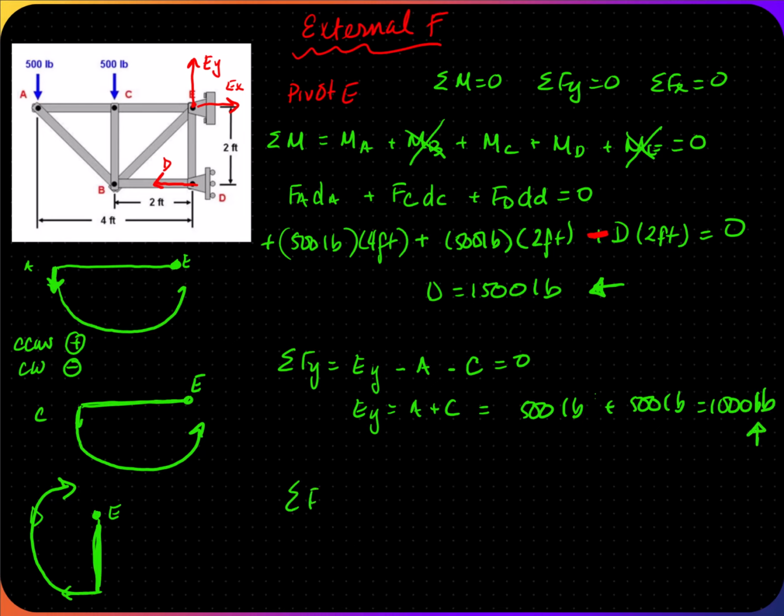Sum of Fx is equal to: EX is going to the right, so I'm going to make that positive. D is going to the left, so it's minus, opposite direction. This has to equal 0. EX is equal to D, and D was 1500, so EX is 1500, and since it came out positive, the direction of EX is in the right direction.